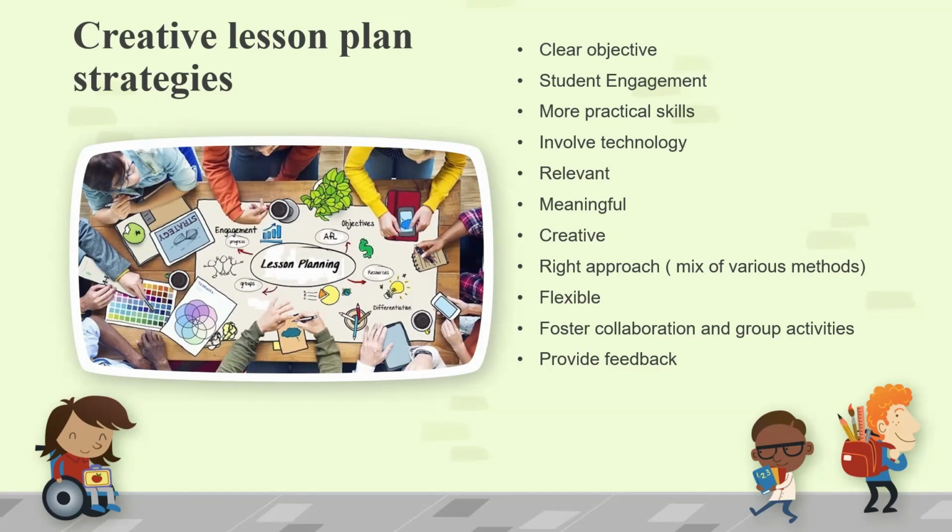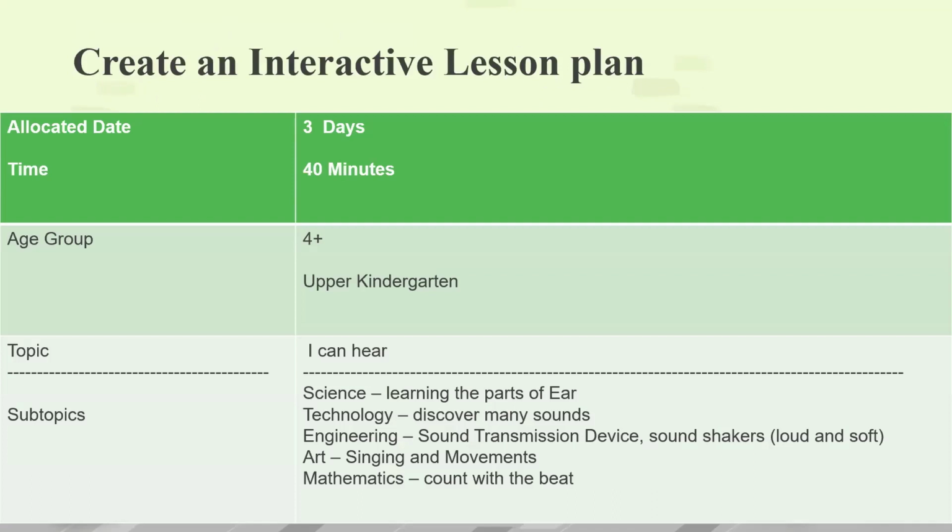Let's go through the lesson plan. I have allocated 3 days for this lesson. Each day, I'm going to spend 40 minutes for each activity. This lesson is more suitable for upper kindergarten students who are within the age of 4 to 5. Topic of this lesson is I can hear.